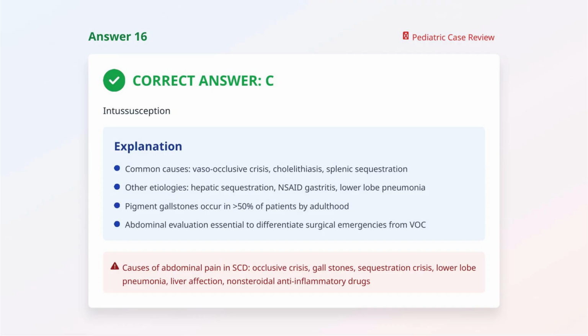Pigment gallstones occur in more than 50% of patients by adulthood due to chronic hemolysis. Abdominal evaluation is essential to differentiate surgical emergencies from vaso-occlusive crisis. Intussusception, while it can occur in any child, is not specifically associated with sickle cell disease and is not among the common causes of abdominal pain in this population. When evaluating abdominal pain in sickle cell disease, clinicians must consider both sickle-related causes and other potential etiologies, but intussusception would not be high on the differential diagnosis list.